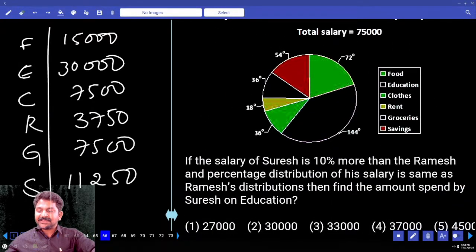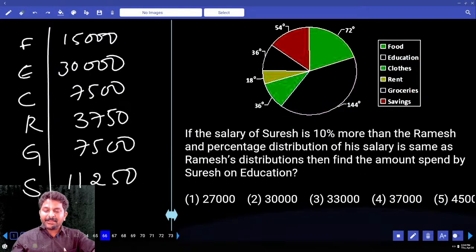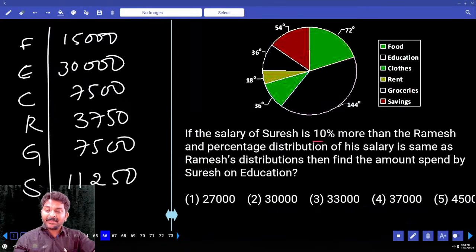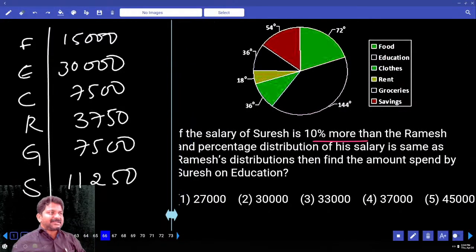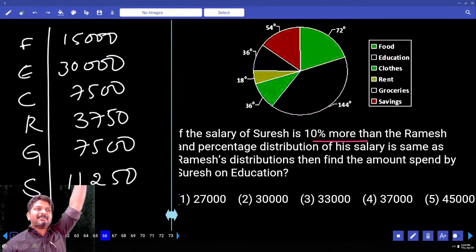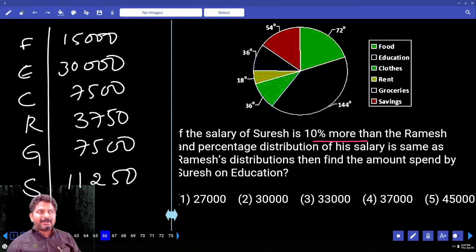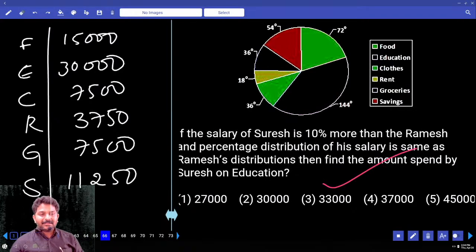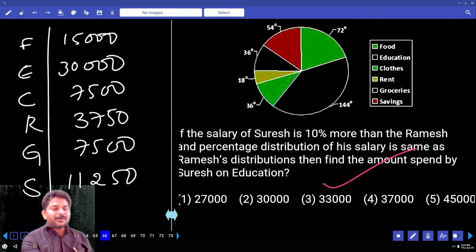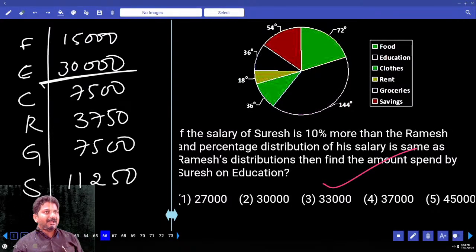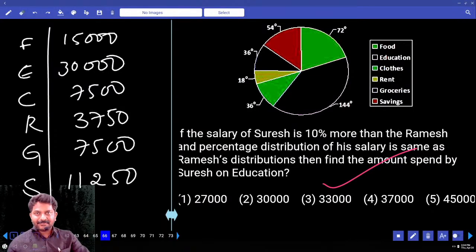The salary of Suresh is 10% more than Ramesh, and the percentage distribution of his salary is the same as Ramesh's distribution. Then find the amount spent by Suresh on education. What percent more they said? 10% more in the sense it is 110% only. That means the original value is a multiple of 11. Whatever percentage you calculate on a multiple of 11, the answer is again a multiple of 11. Your answer is also a multiple of 11. There is only one. Otherwise, go to Ramesh's education, which is 30,000. Add 10%, which is 3,000, then it becomes 33,000. Got it?